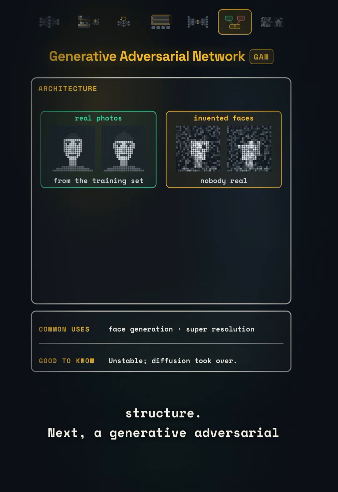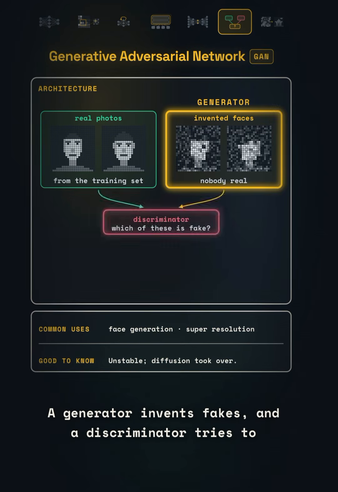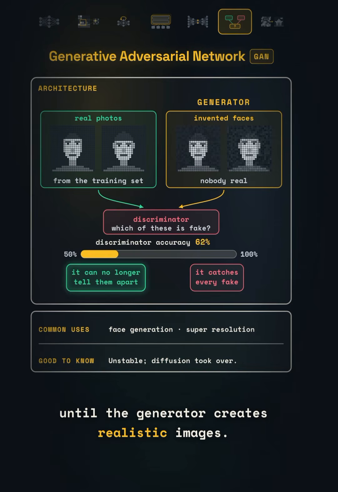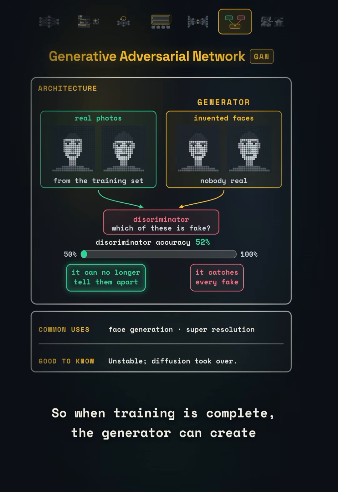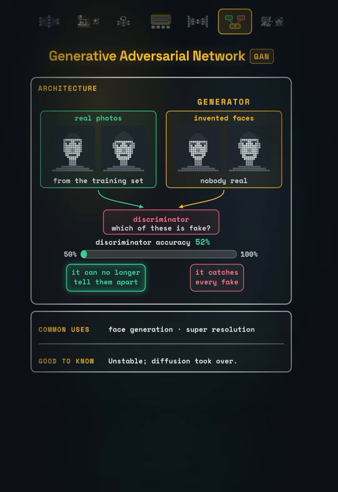Next, a generative adversarial network, or GAN, trains 2 networks against each other. A generator invents fakes, and a discriminator tries to catch them. They both compete and improve until the generator creates realistic images. So when training is complete, the generator can create faces of people who never existed.